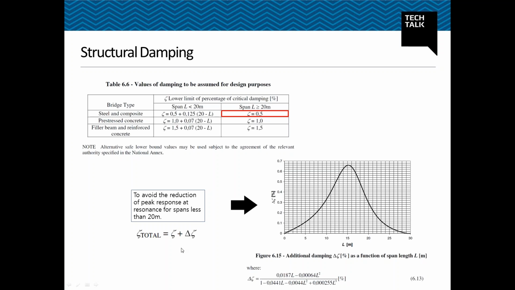Also, for a span less than 20 meters, we need to apply additional damping in order to avoid the resonance effect. So we need to use this equation. If the span length is less than 20 meters, we use this equation to get the additional damping, and then use the total damping as the structural damping on your project.